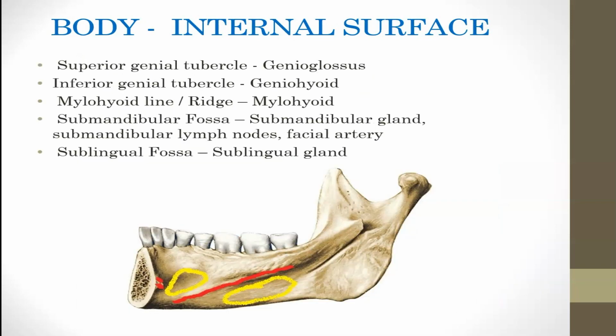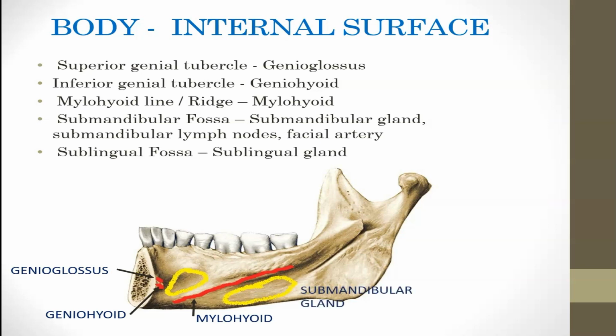On the internal surface of body of mandible, from superior genial tubercle, genioglossus muscle originates. This is the main muscle of tongue. From the inferior genial tubercle, geniohyoid muscle originates. From the mylohyoid line, mylohyoid muscle originates. Geniohyoid and mylohyoid come under the group suprahyoid muscles.